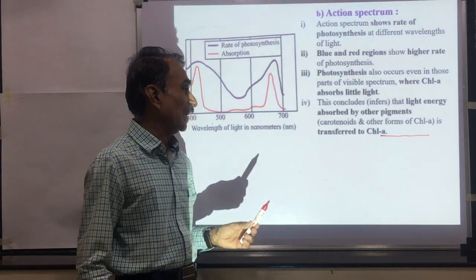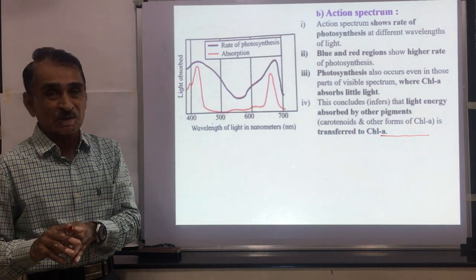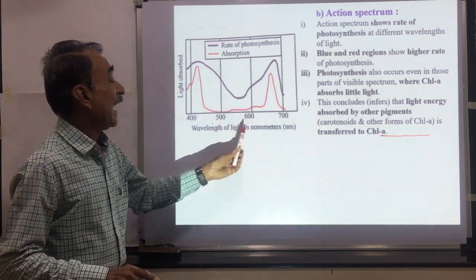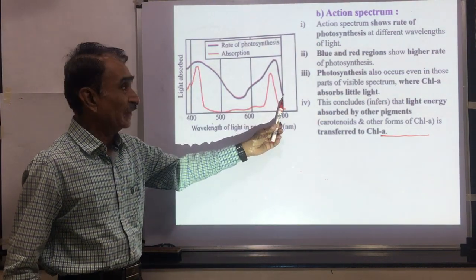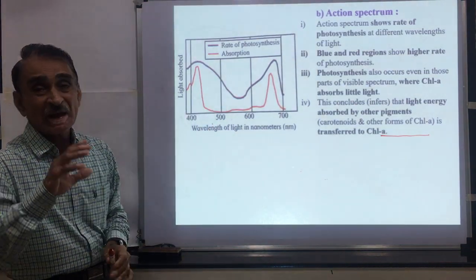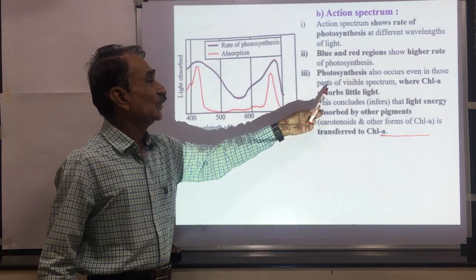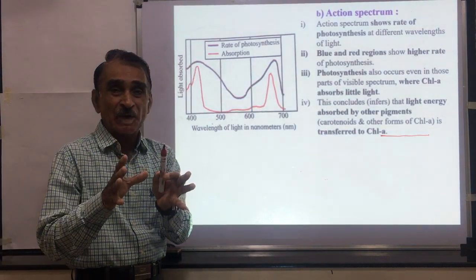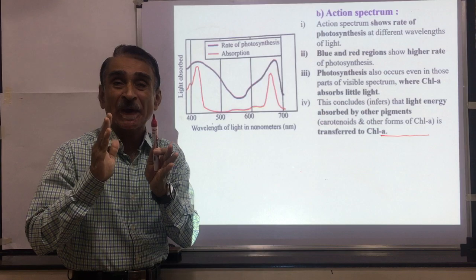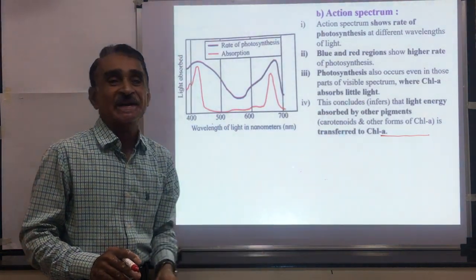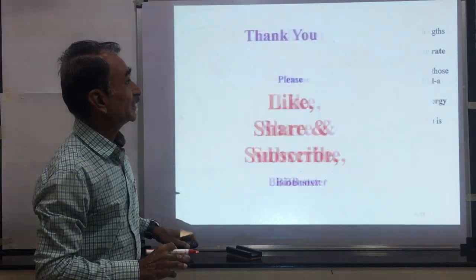Carotenoids and other forms of chlorophyll also absorb light, and this light energy is transferred to chlorophyll A molecule, which is directly used in the process of photosynthesis. This is the action spectrum. The action spectrum shows the rate of photosynthesis at different wavelengths. The blue and red regions show the highest rate of photosynthesis. Photosynthesis also occurs even in those parts of the spectrum where chlorophyll A absorbs little light. It means that other pigments also absorb the light energy and transfer it to chlorophyll A molecule. This is about the absorption spectrum.